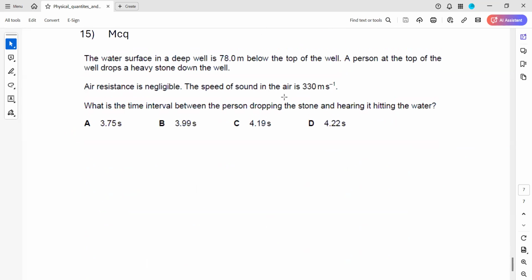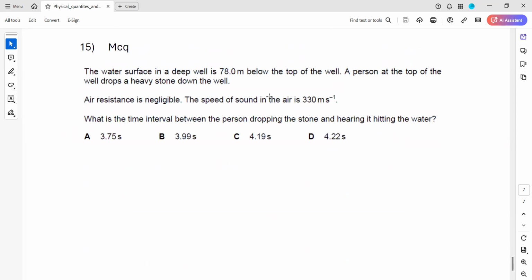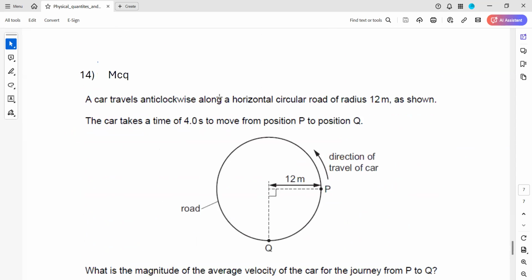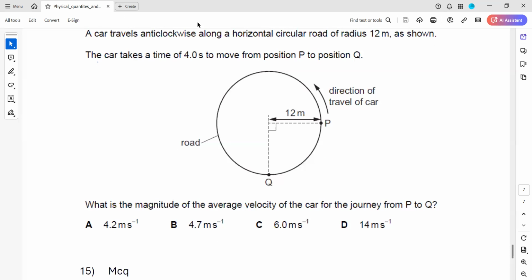Next is the last question of this pop quiz. A water surface in a deep well, which is 78 meter. Why can't we just say the circumference? If we say a circumference of the quarter, it means we are finding an average speed. What if the same question was there and find the average speed?